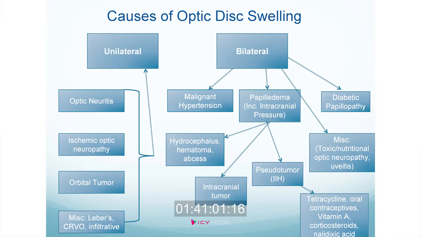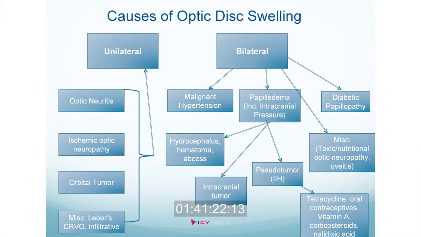Okay. What about an ischemic optic neuropathy? It happens more in elderly patients with microvascular disease. What about an orbital tumor, right, which we would have to diagnose based on symptomatology and imaging? Okay. And then we think of the miscellaneous ones like a tumor or Leber's or a vascular occlusion. Okay, but that would be more of the unilateral set.